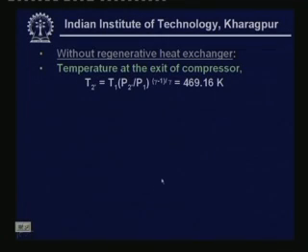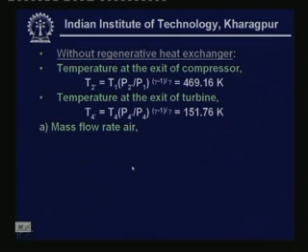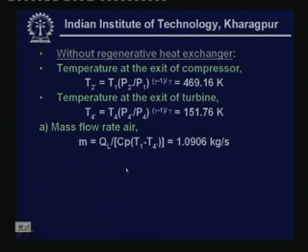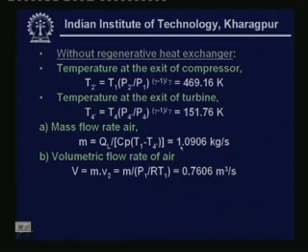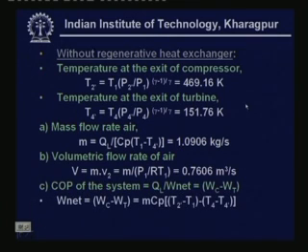From that you find that the temperature at the exit of the compressor is 469.16 Kelvin, temperature at the exit of the turbine is 151.76 Kelvin, and the mass flow rate of air, again from energy balance across the low temperature heat exchanger, is 1.0906 kg per second, and the volumetric flow rate is 0.7606. Finally, for the COP of the system, you find the net work input, which turns out to be 93.08 kilowatts, and COP is found to be 1.074, okay. So, this is the performance without any regenerative heat exchanger.